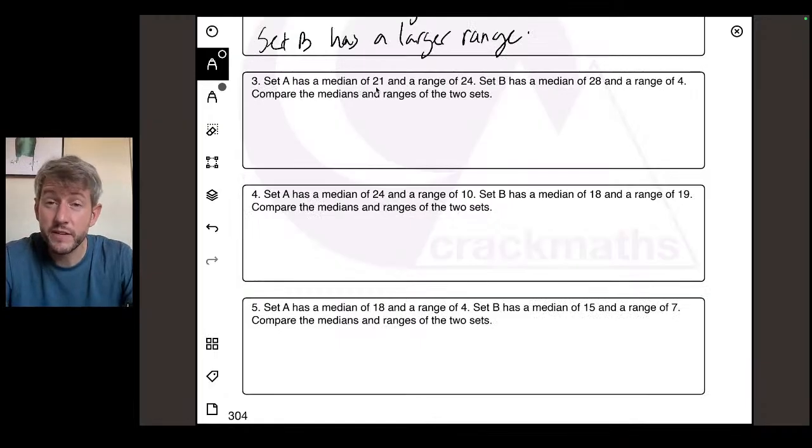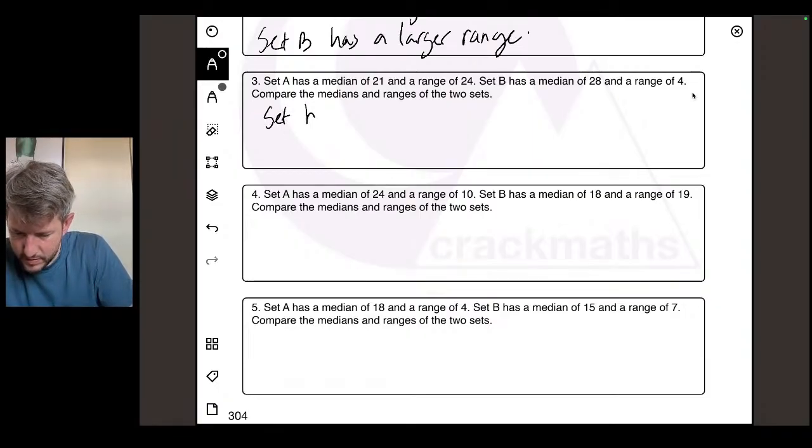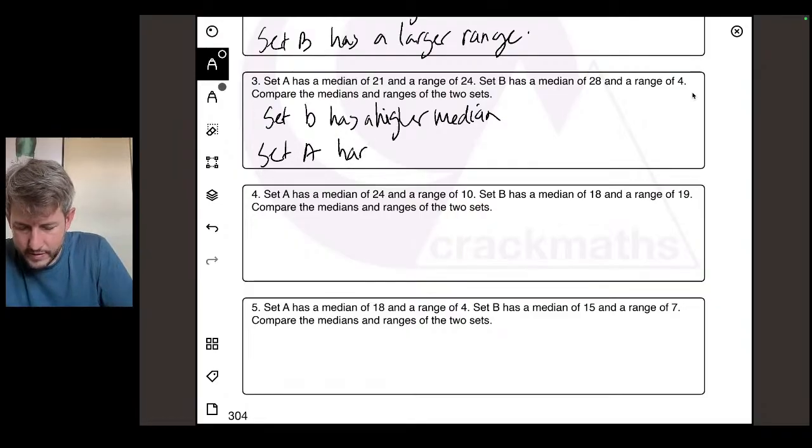Set A has a median of 21 and a range of 24. Set B has a median of 28 and a range of 4. Compare the medians and ranges of the two sets. Okay, so we're going to say set B has a higher median, set A has a larger range.